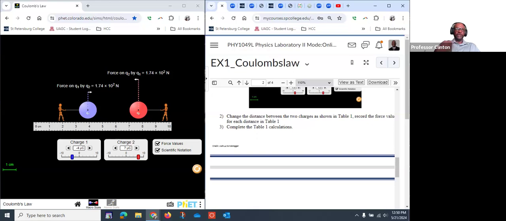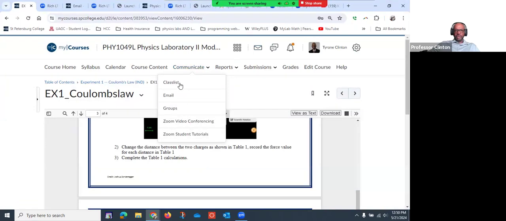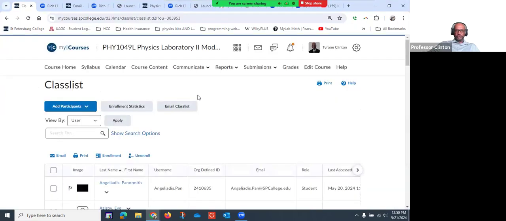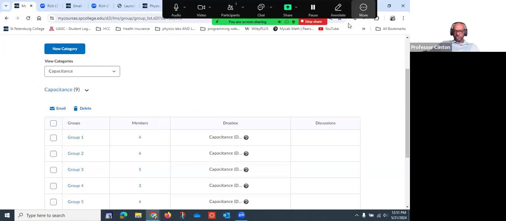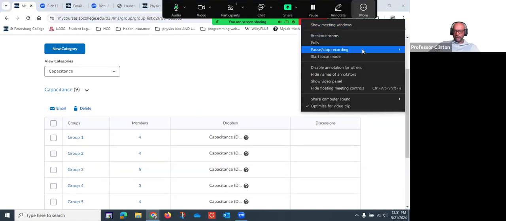Emails. How do I email members in my group? You should be able to click the communicate tab. Let's see if I can do it here. Maximize that. So if you click communicate in class list, you should be able to see every member in your group. You should also be able to click groups and see which groups you're in. I'm looking at it from the instructor side. You should be able to see yours a little bit differently. Let me pause the video here real quick and I'm going to come back and show you what it looks like from a student perspective.